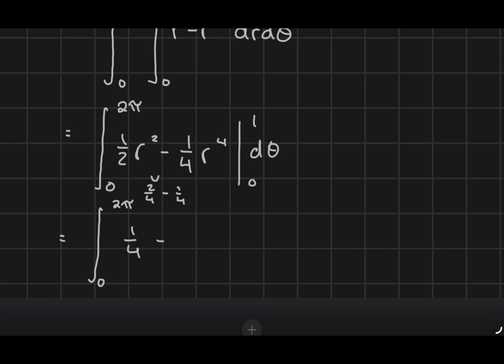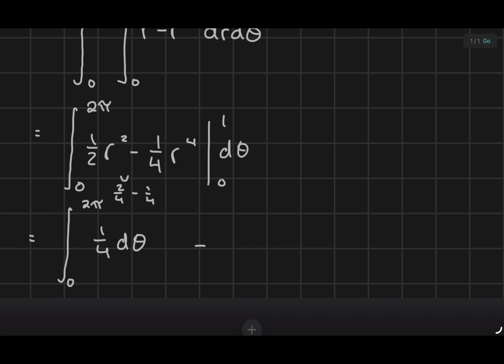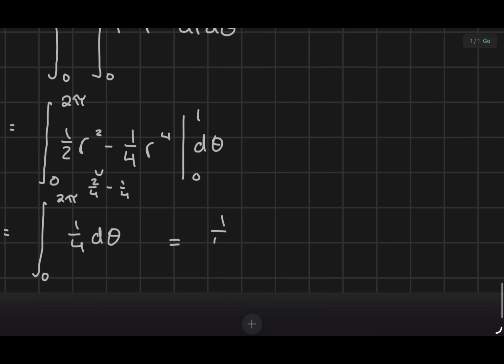And then minus, when we plug in our 0, similarly to the last time, if we plug in 0 here, it's just going to be 0. We're going to have 1/2 times 0 minus 1/4 times 0. So our integrand is just going to be 1/4. Our differential is going to be d theta. Therefore, our answer is going to be 1/4 theta from 0 to 2 pi. Therefore, we are going to have our answer be 2 pi over 4, which is equivalent to pi over 2.